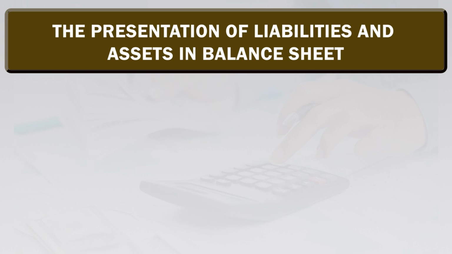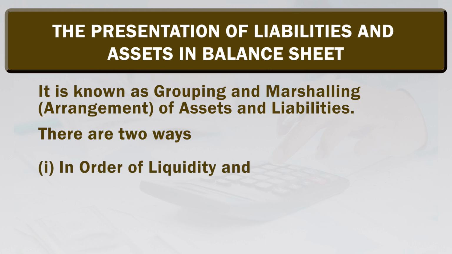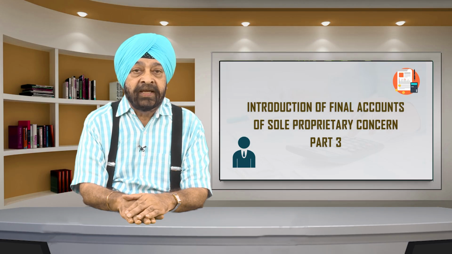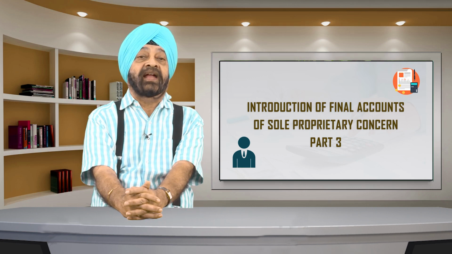Now we will see the presentation of liabilities and assets in the balance sheet. It is known as grouping and marshalling, or arrangement, of the balance sheet of assets and liabilities. Friends, it is very important to note over here, there are two ways to show assets and liabilities in the balance sheet. Number one is in order of liquidity and number two is in order of permanency. Let us see what this is. In case of presentation in liquidity order, the most liquid liabilities and assets are shown in the initial part of the balance sheet and subsequently less liquid liabilities and assets are arranged.